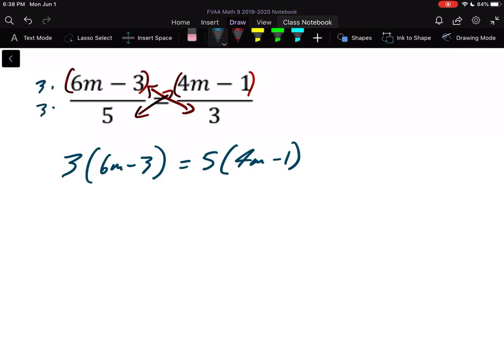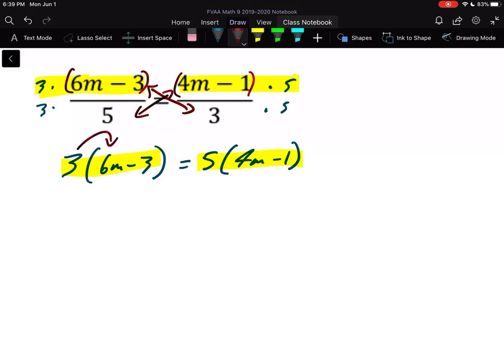Well, see what you get here is 3 times 6m minus 3, which is what we end up doing here. And then on the right-hand side, you would have multiplied 5 to the top and bottom, and it would have been 5 times 4m minus 1, which is what we have here, right? So that's essentially what you're doing. You're doing the same thing mathematically. 3 doesn't go into 5, so I'm not going to divide 3 on both sides. I'm just going to distribute everything and then go for an answer there.